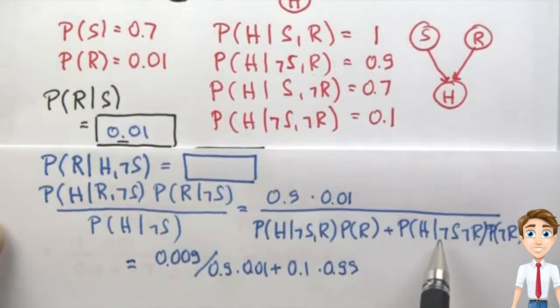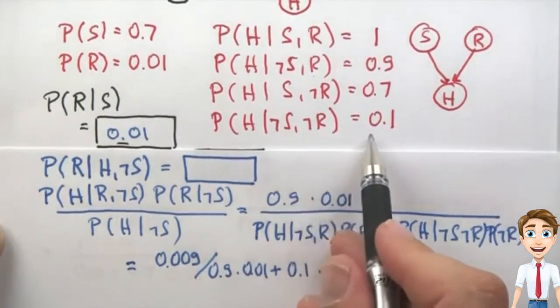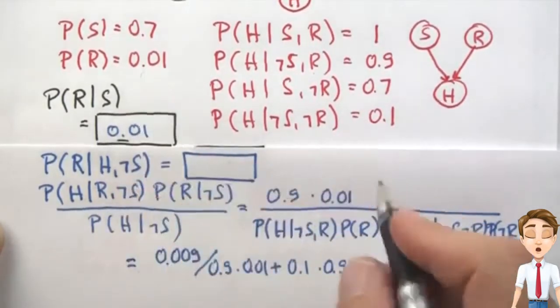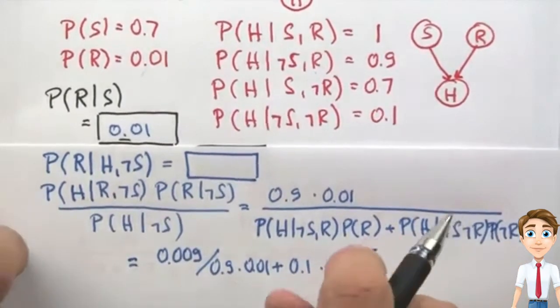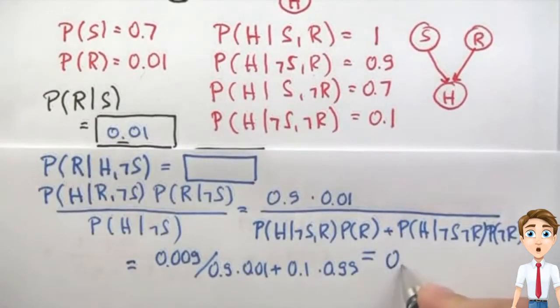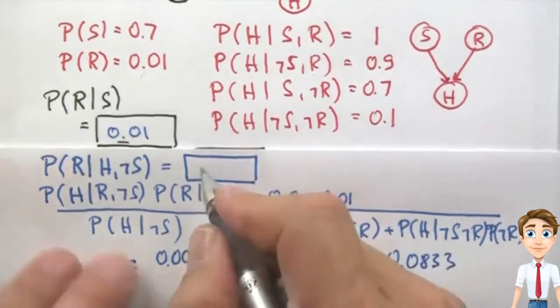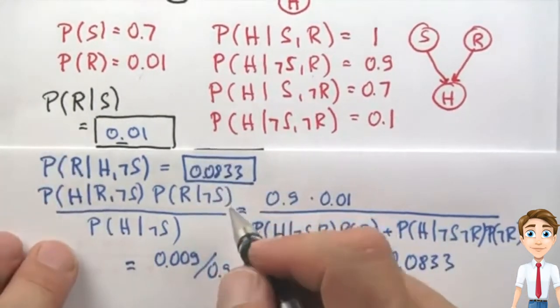P of H given not S, not R is the value over here, and the 0.99 is the complement of the probability of R taken from over here, and that ends up to be 0.0833. This would have been the right answer.